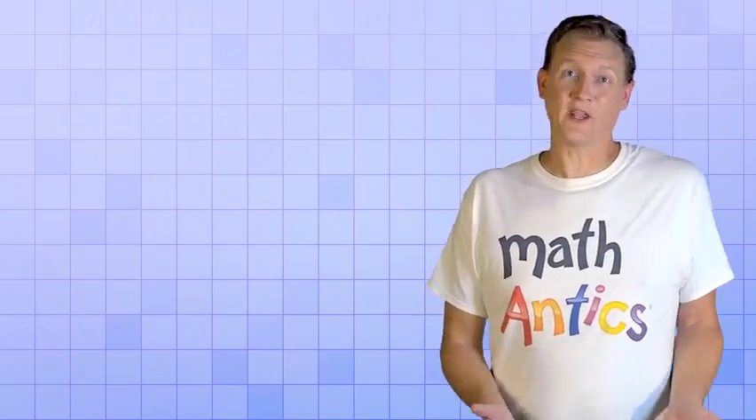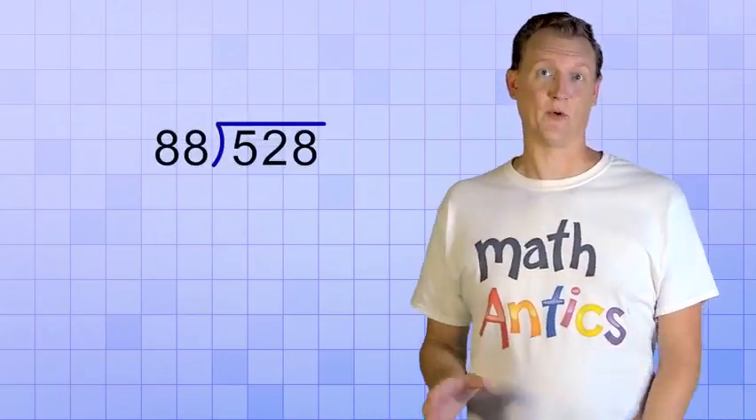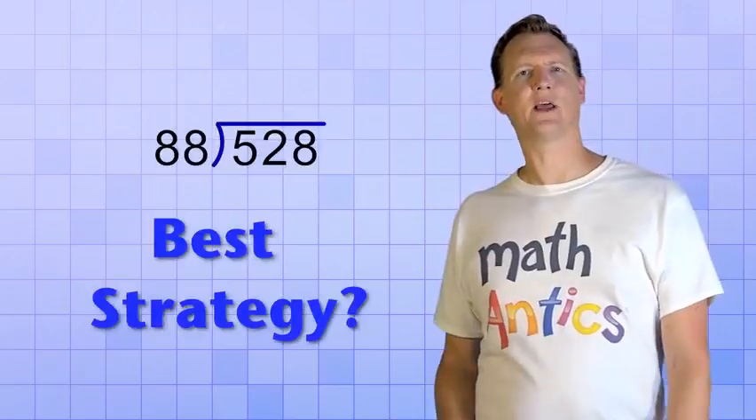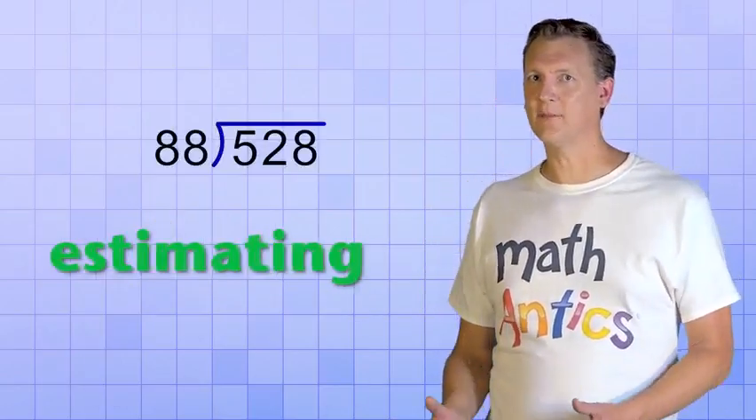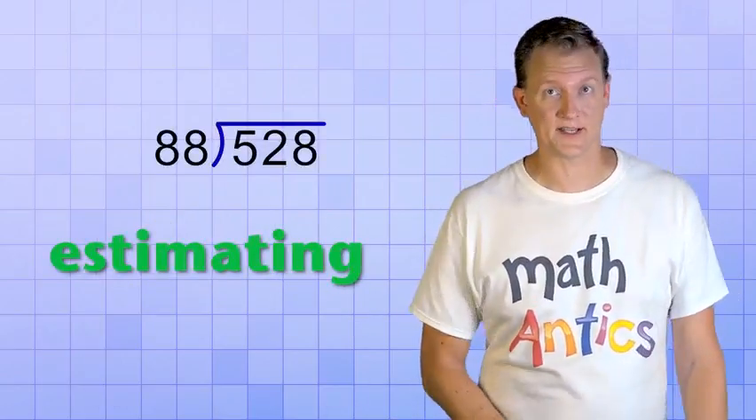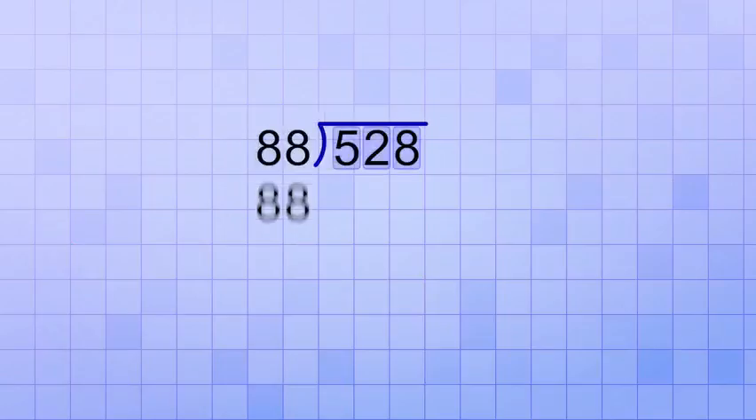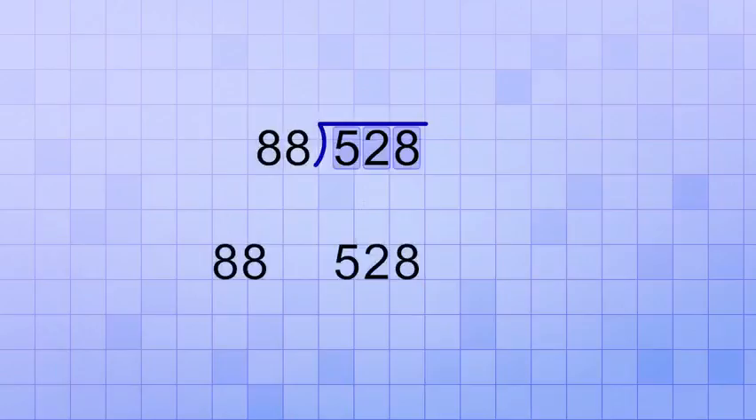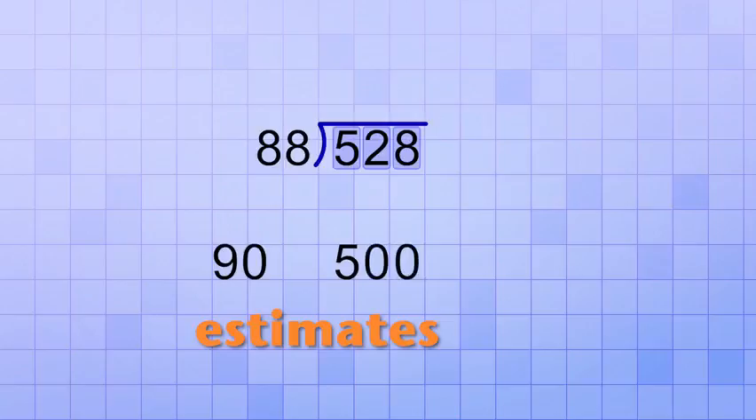Okay, but what if we don't get our way and you need to solve this problem without a calculator? What's the best strategy? Well, a little estimating will help us make much better guesses at our answer. The numbers 88 and 528 are kind of hard to work with. But if we made estimates of those numbers, like if we changed them to 90 and 500, that would make it easier to estimate the answer.